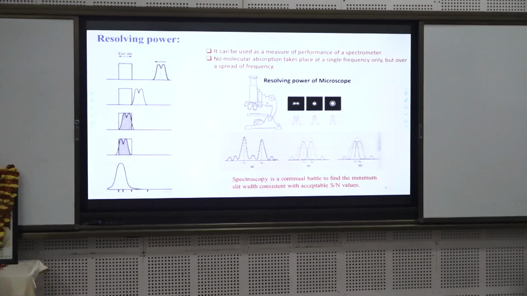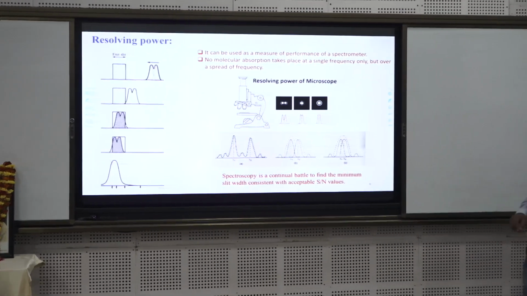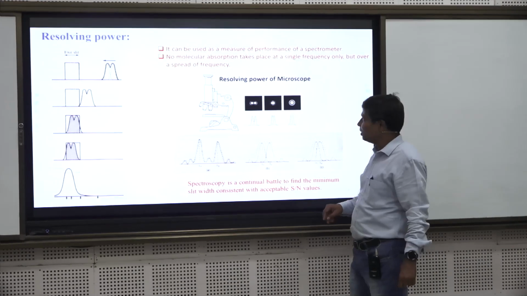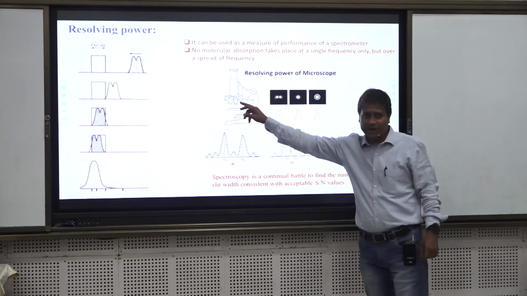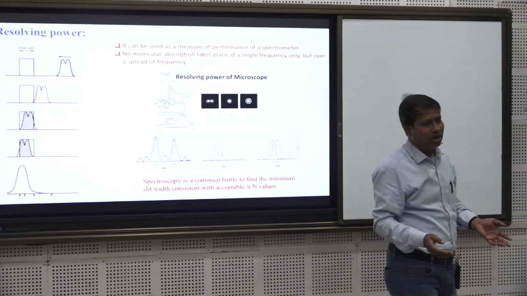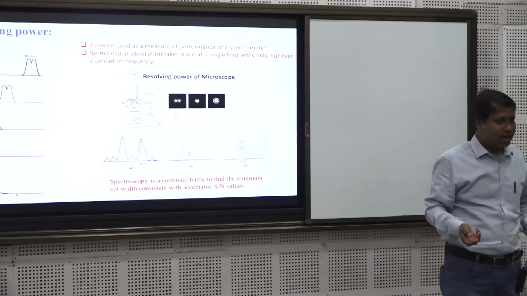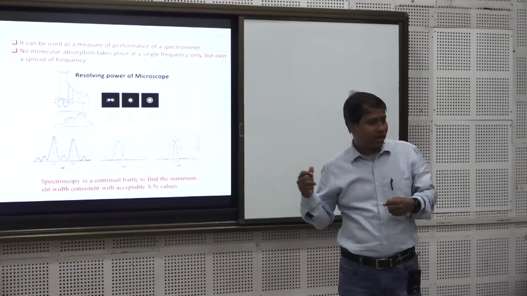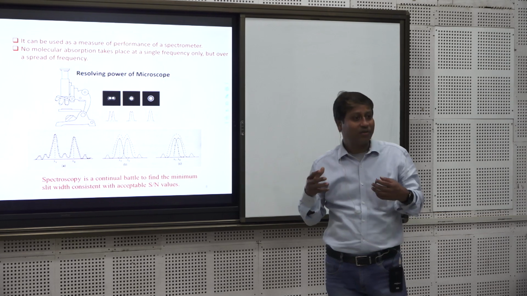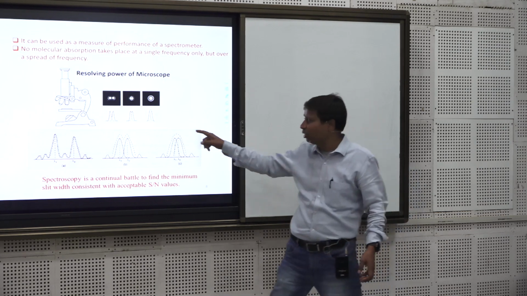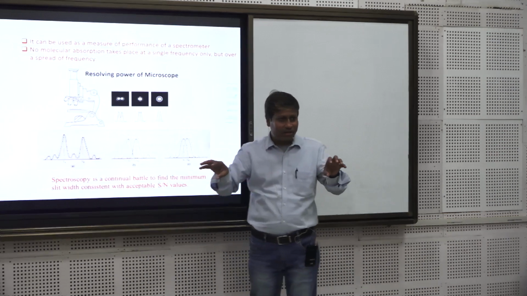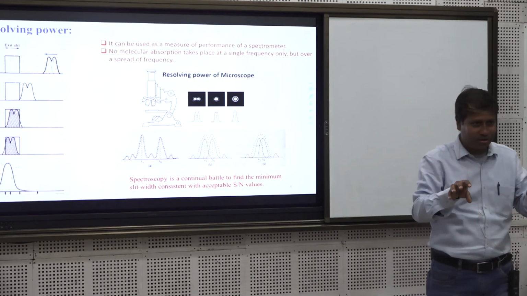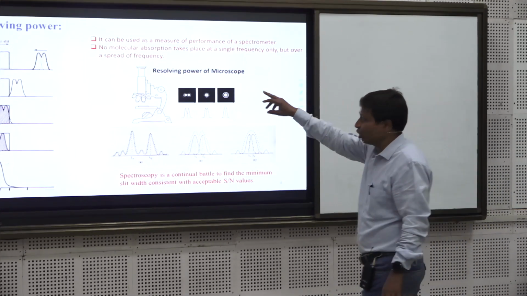You have another issue, of resolving. Resolving means, say you have two dots, you want to see these two dots, and you have a microscope. Not all microscopes allow you to see the two dots. If you have an expensive one, you see the two dots clearly. If you have a cheap one, you don't see the two dots clearly, you see only one dot. So resolving two different spots comes under resolving power.